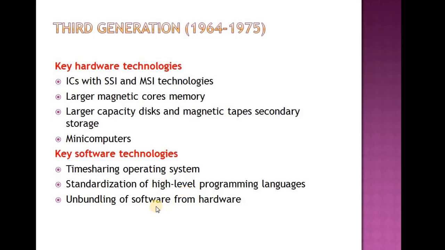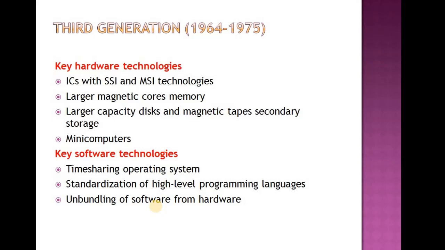The next point we need to understand is the unbundling of software from hardware. Earlier than 1965, computer manufacturers sold both hardware and software together. For a customer, the software felt inbuilt with the hardware, so we never paid an extra amount for the software. We would get both as a whole.